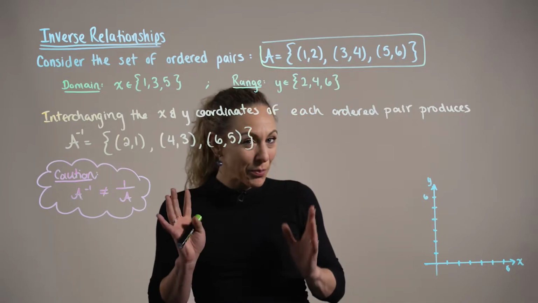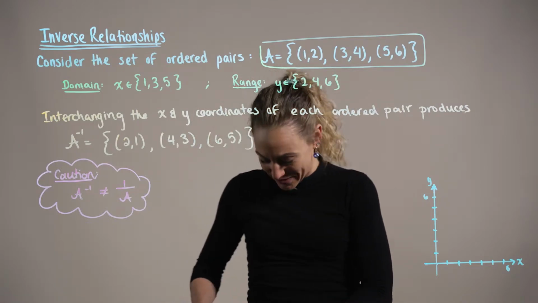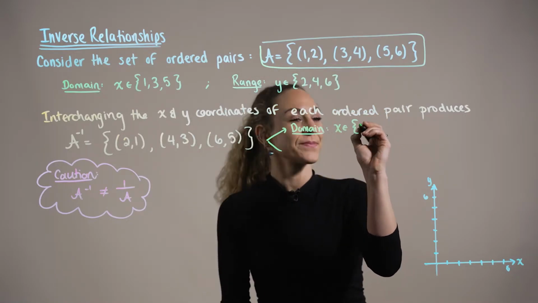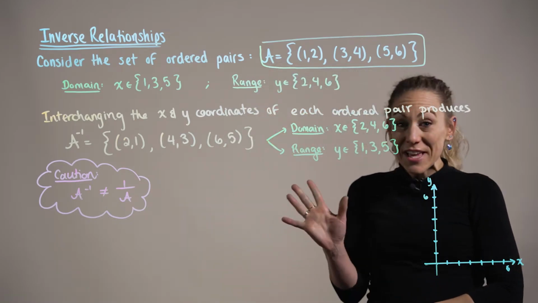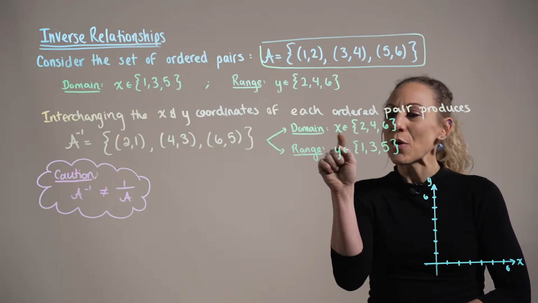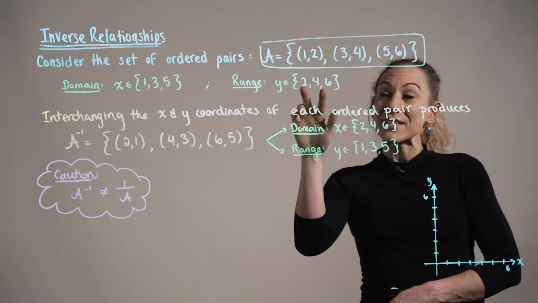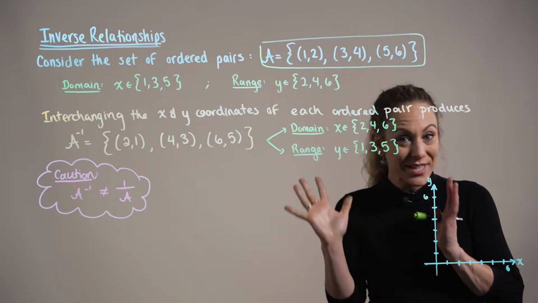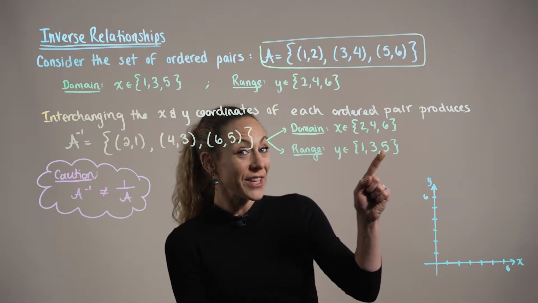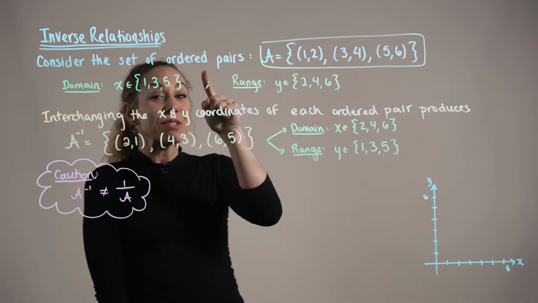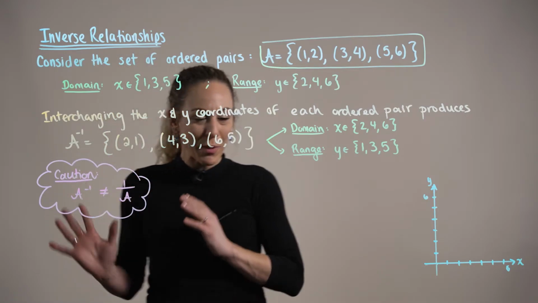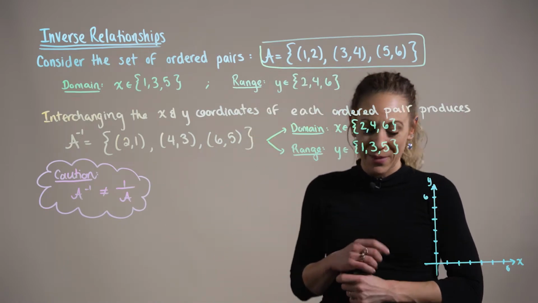Now, to help us appreciate the relationship between these two sets, let's consider the domain of this inverse. So in thinking about the domain of the inverse set, we realize that, wait a minute, this domain 2, 4, and 6 is the same as the range of the given set. And we see a similar comparison here between the range of the inverse, 1, 3, 5. The range of the inverse is equal to the domain of the given set. So this is the first important observation that we're making about inverse relationships.